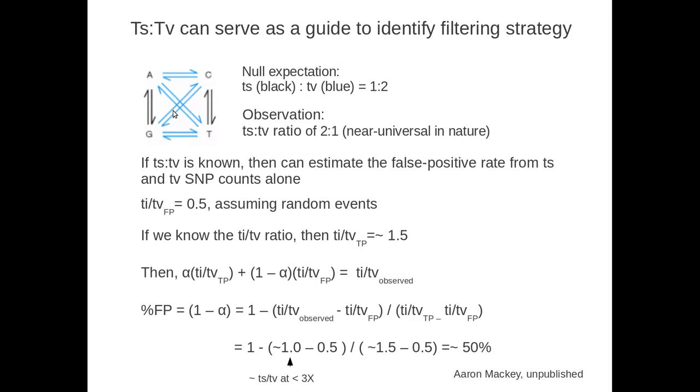Because there's twice as many possibilities for introducing an errant C at a site that's A in the reference, okay, than there is introducing an errant G at a site that's A in the reference. So the blue changes are twice as likely as the black. Whereas in biology, what we observe is that SNPs have the reverse, okay? It's usually 2 to 1.